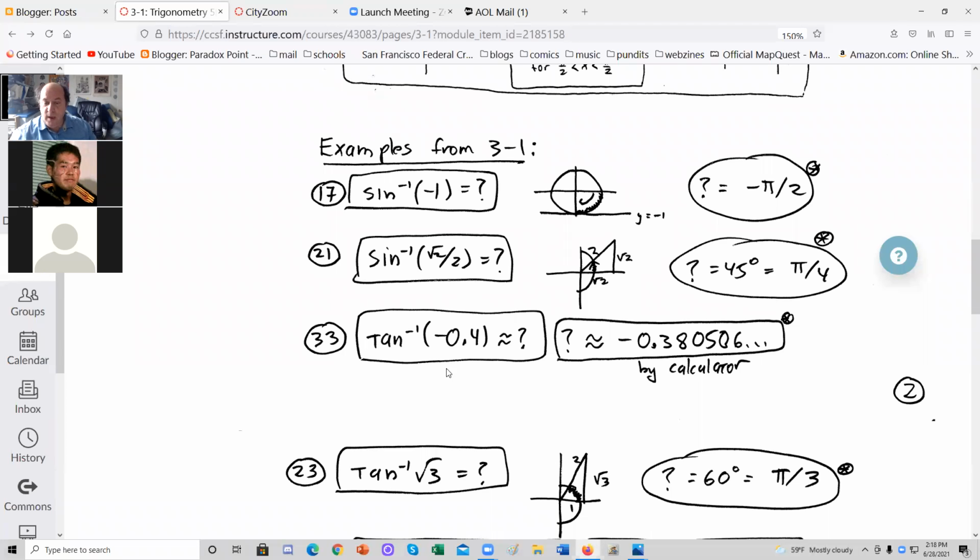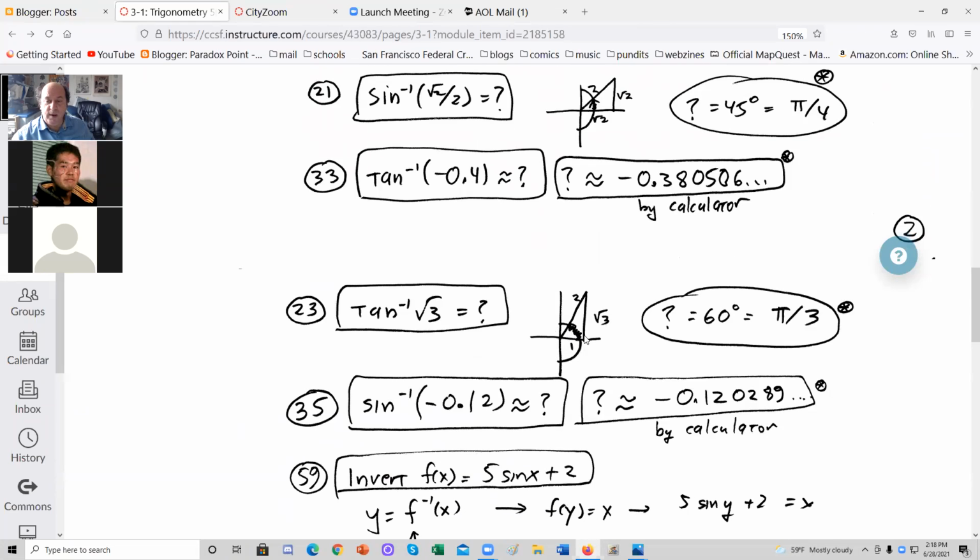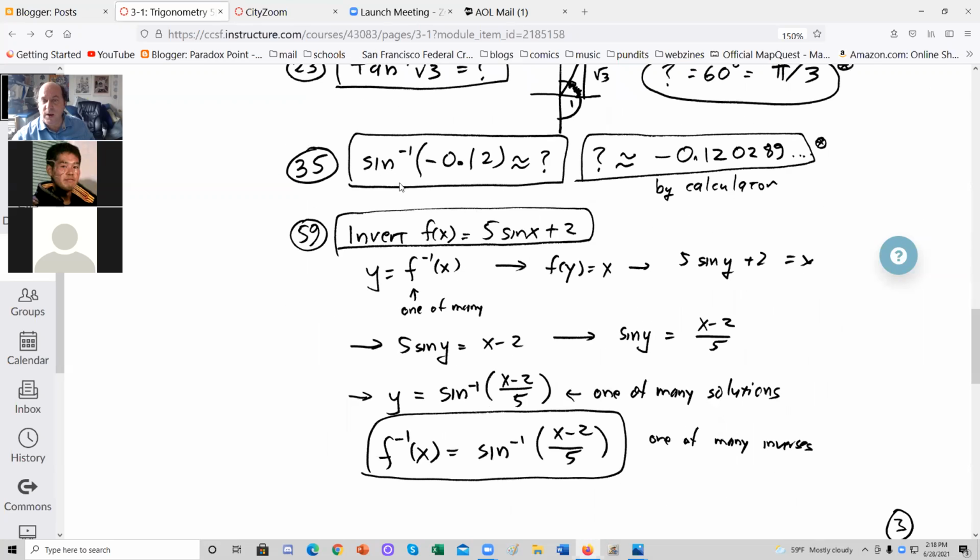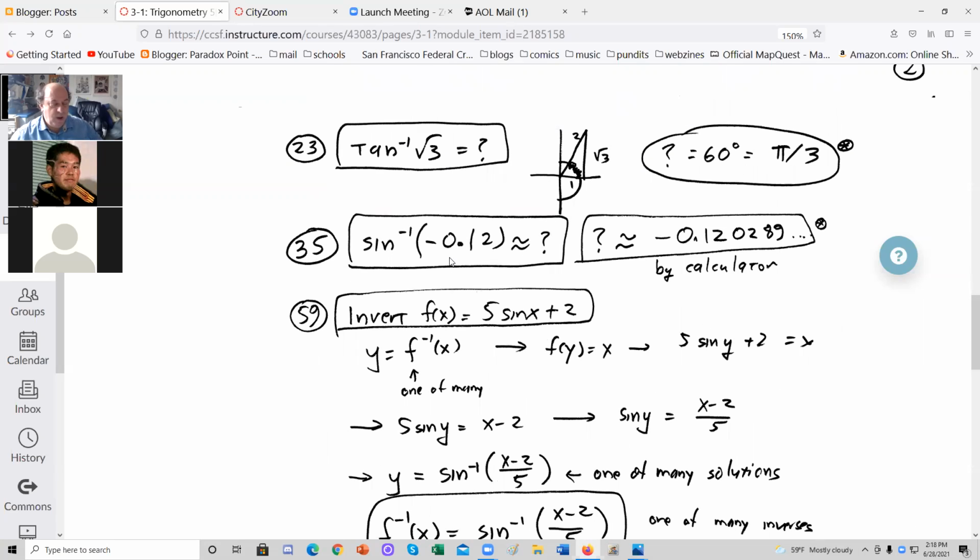All right. Arc tangent of √3 is what? Well, we go over 1 and up √3, and this angle then is the arctangent. And it's a 1-√3-2 triangle, which puts a 60-degree angle here. So the arctangent is 60 degrees, or pi over 3 radians. Now, similarly, we're going to do arc sine of negative 0.12. Again, I'm assuming we're doing this in radian mode. And just run to the calculator, inverse sine of negative 0.12. And yep, negative 0.120289, etc.